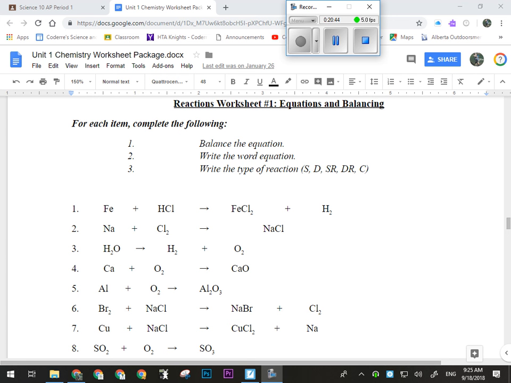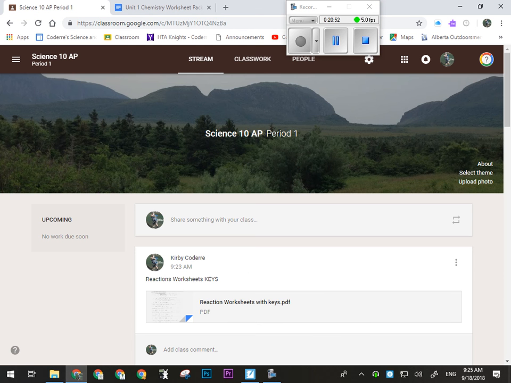What I've got on the board here is the first worksheet. I just posted the keys in Google Classroom. If you go into Google Classroom, the reaction worksheet keys file is there. I would say do 2 or 3 and then check the key. Obviously, I'm not taking this in for marks as I've posted the key, so you don't have to worry about that part of it. It's not cheating. I've given you the answers. I want you to check them.